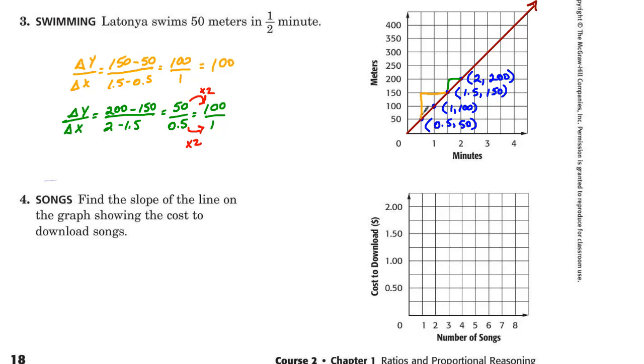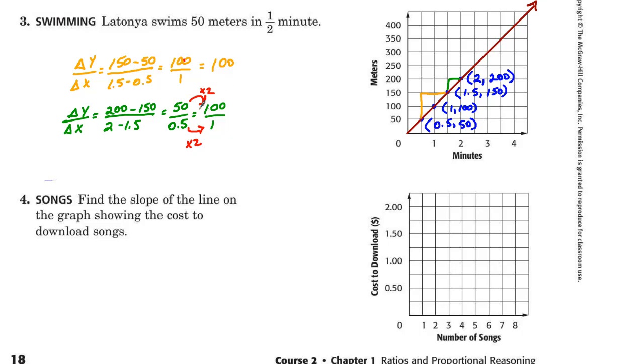I did the same slope using 2 different sets of points. Here's my first one in orange. So it would be the 150 minus the 50 for the change in y, and the 1.5 minus the 0.5 for the change in x, which would be 100 over 1, or slope of 100. For the second one, I did the green. So the change in y would be 200 minus 150 right here. And the change in x would be 2 minus 1.5, which would be 0.5.